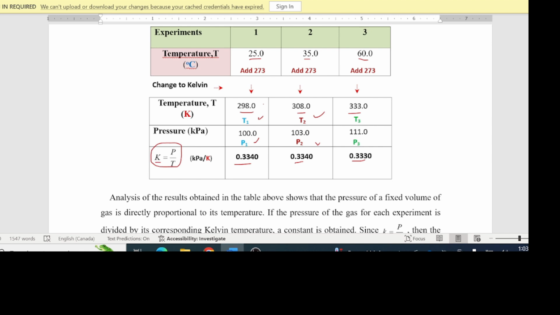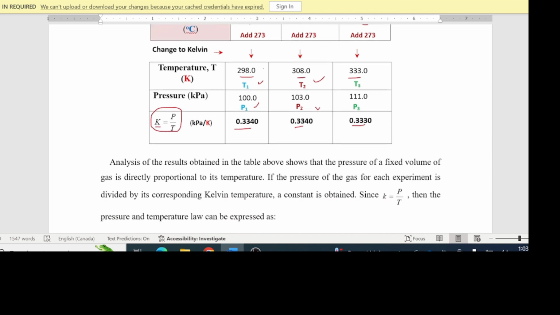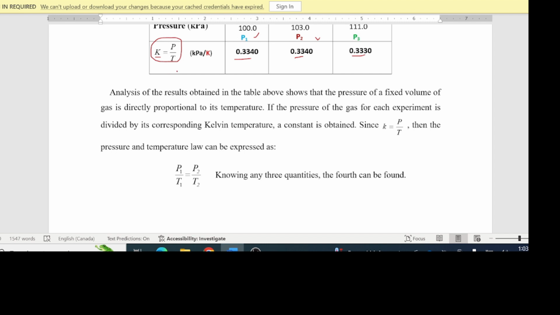All right? So you can express that in a different way now. Since all these results are the same, you can say that P1 over T1 is equal to P2 over T2 and can also be equal to P3 over T3, depending on how many experiments you've done.